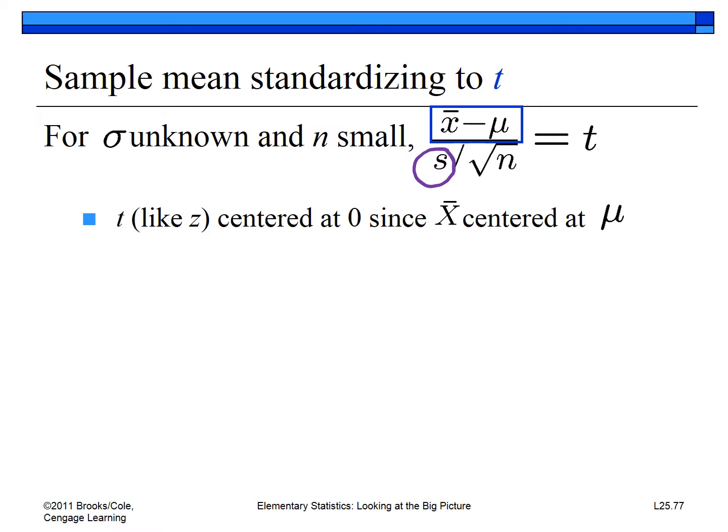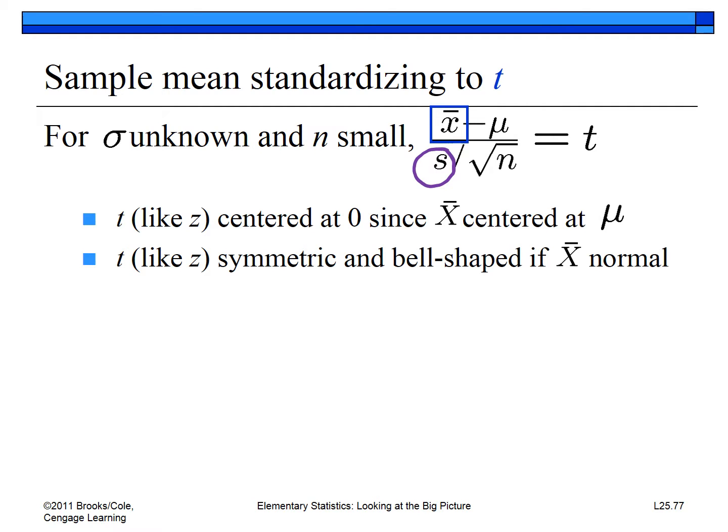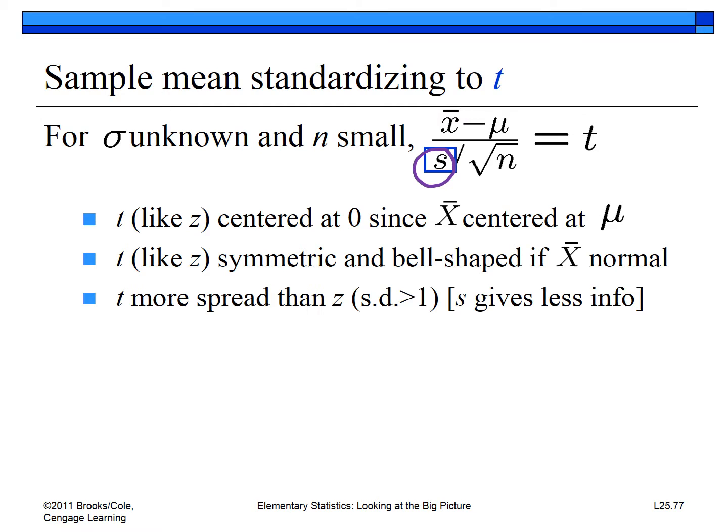Like z, t is centered at 0 because the mean of the sample means is mu. Like z, t is distributed symmetrically as long as the sample means are normal. In general, t will have more spread than z. The tails will be fatter. That's because s, the sample standard deviation, tends to be bigger than the population standard deviation.